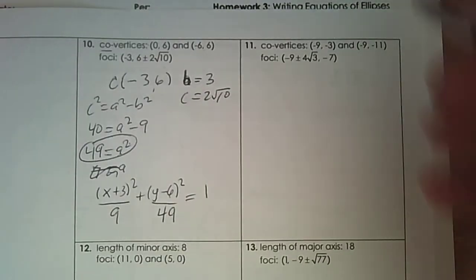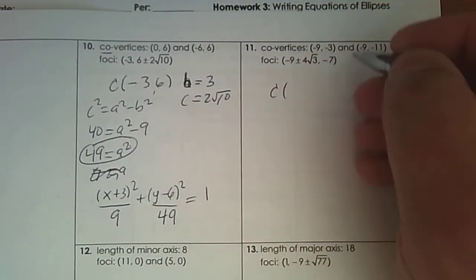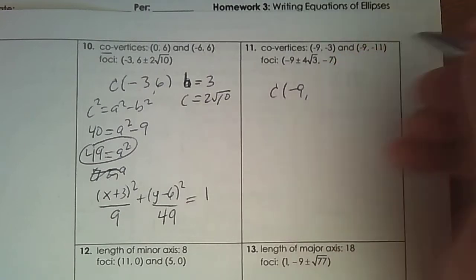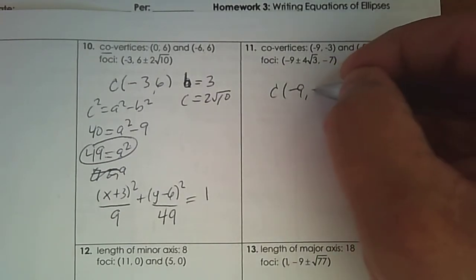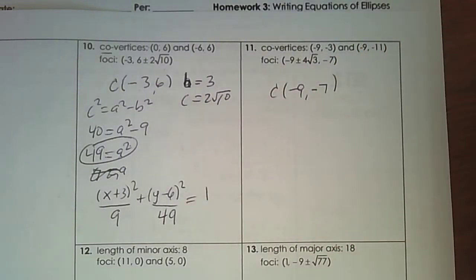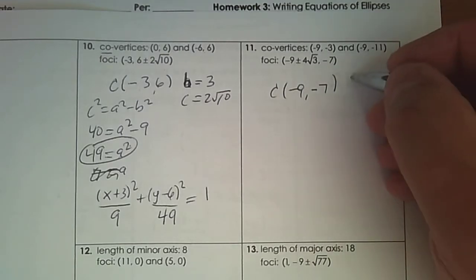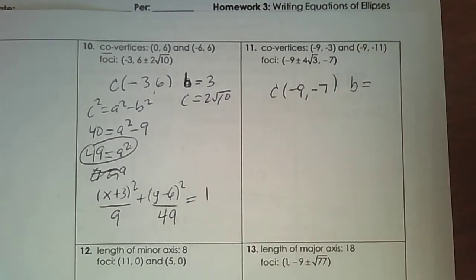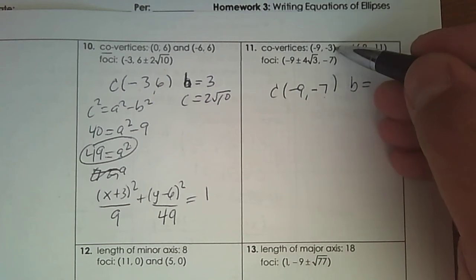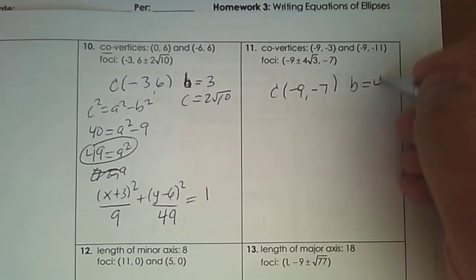So again, the co-vertices. First of all, I'm going to average. This is negative 9, and that's negative 14, so that's negative 7. There's step 1. My B, in this case, because it's co-vertices, is negative 7 to negative 3. That's a distance of 4.